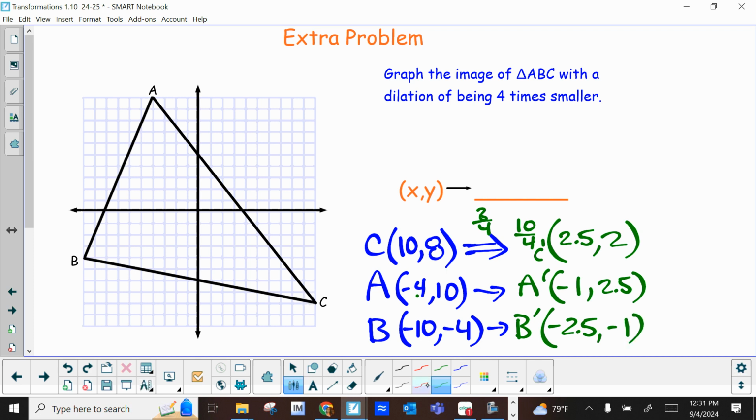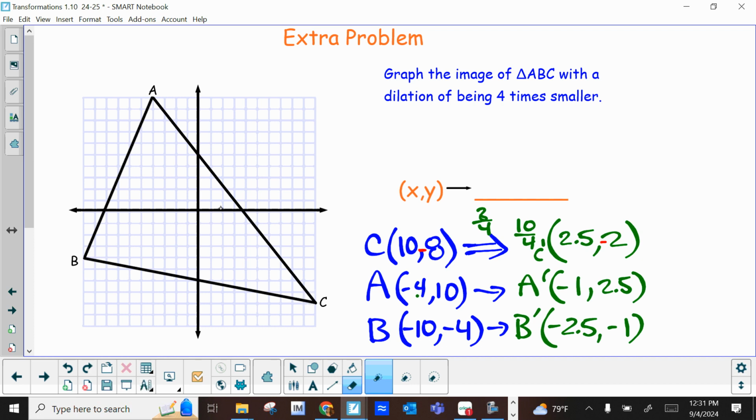So let's graph it and see how it ends up. 2.5, 2 — right there. That's going to be my C. Oh wait, I did something wrong. C is not at 10, 8. C is at 10, -8. That should be a negative. Some of you are probably listening to me saying she is wrong. You are right. That should be a -8. So let's try that again.